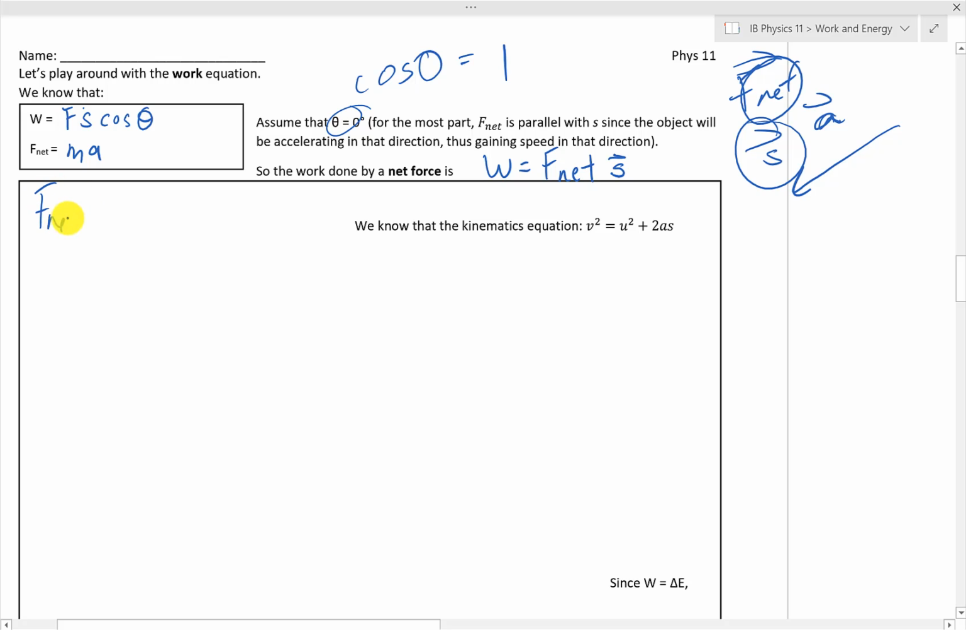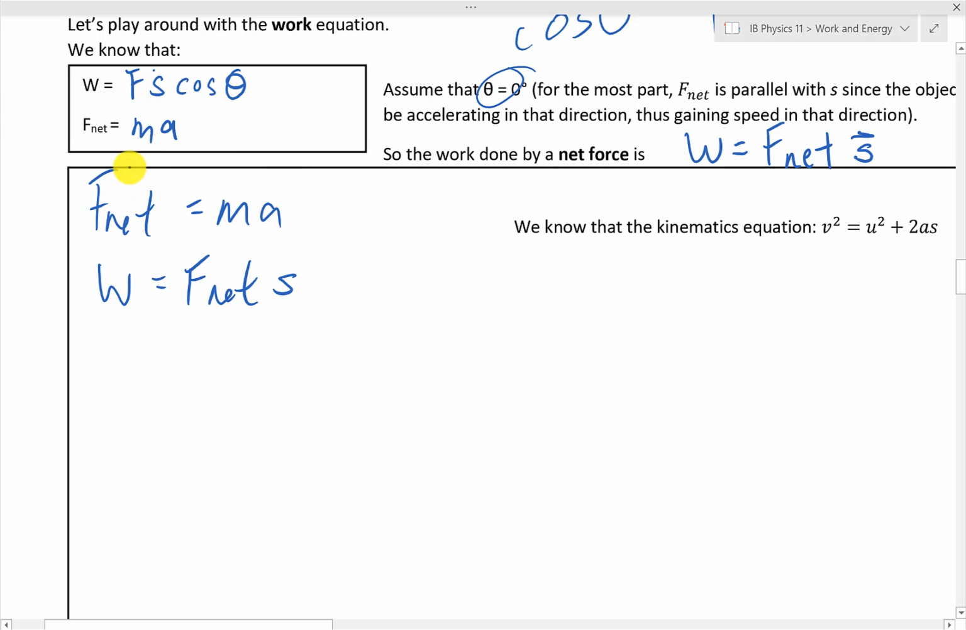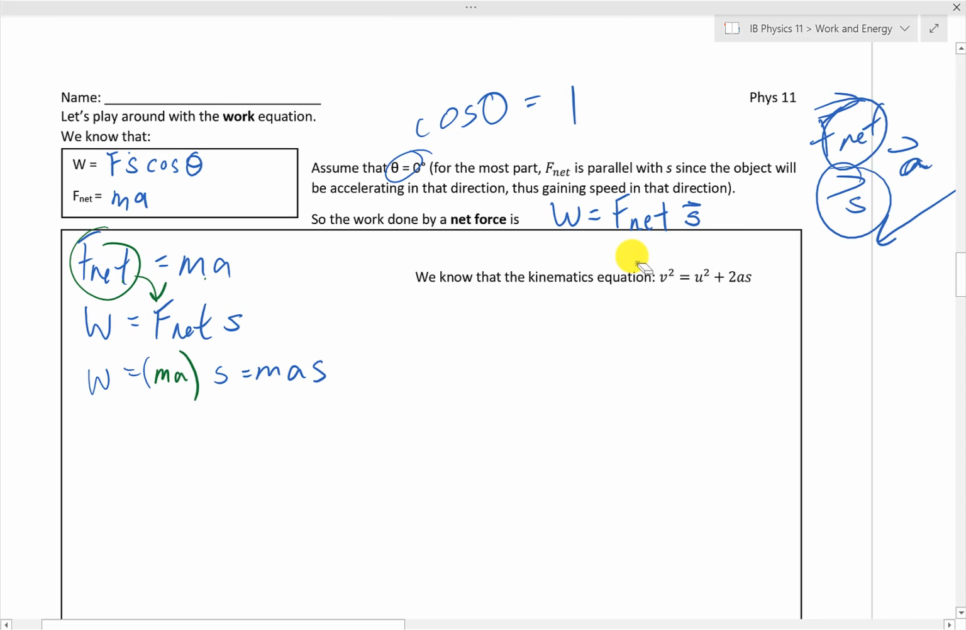So now we have some building blocks. Let's see what we can do. First things first, we have F net. Let's substitute F net, which is just ma, into our work equation and see what that gives us. And that just gives us mass times acceleration times displacement. We know that as an object accelerates, it will increase its speed to some final speed relative to the initial and be displaced a certain amount according to this kinematics equation. Didn't we use that in the previous video before?